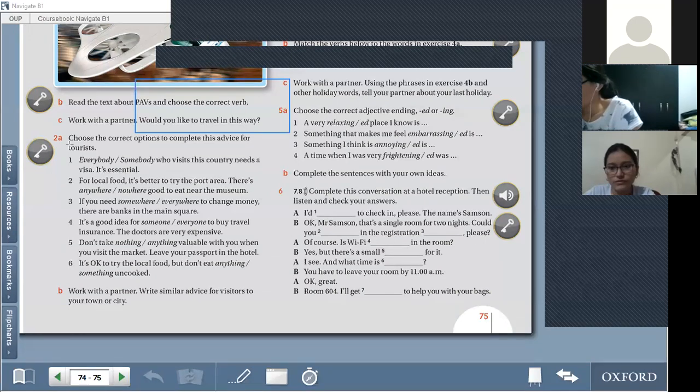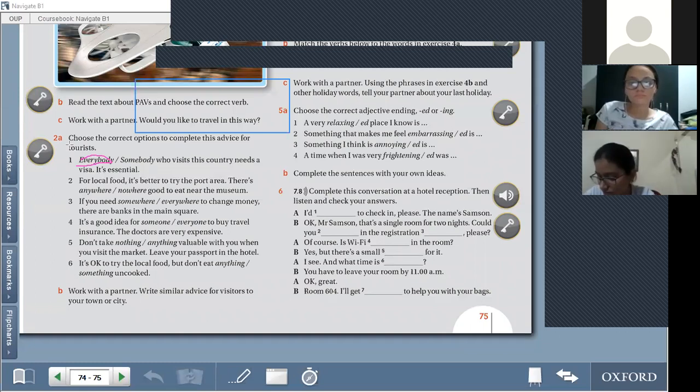Everybody or somebody who visits this country needs a visa. It's essential. Needs a visa. Okay, somebody has to use the annotate tool, and that person crossed out the option everybody. Everybody who visits this country needs a visa. It's essential, right? Okay, the answer is everybody. Remember that everybody, somebody, and anybody are third person pronouns, and we need to conjugate them according to the present simple, adding s or es, or simply following the present simple rule with third person pronouns.